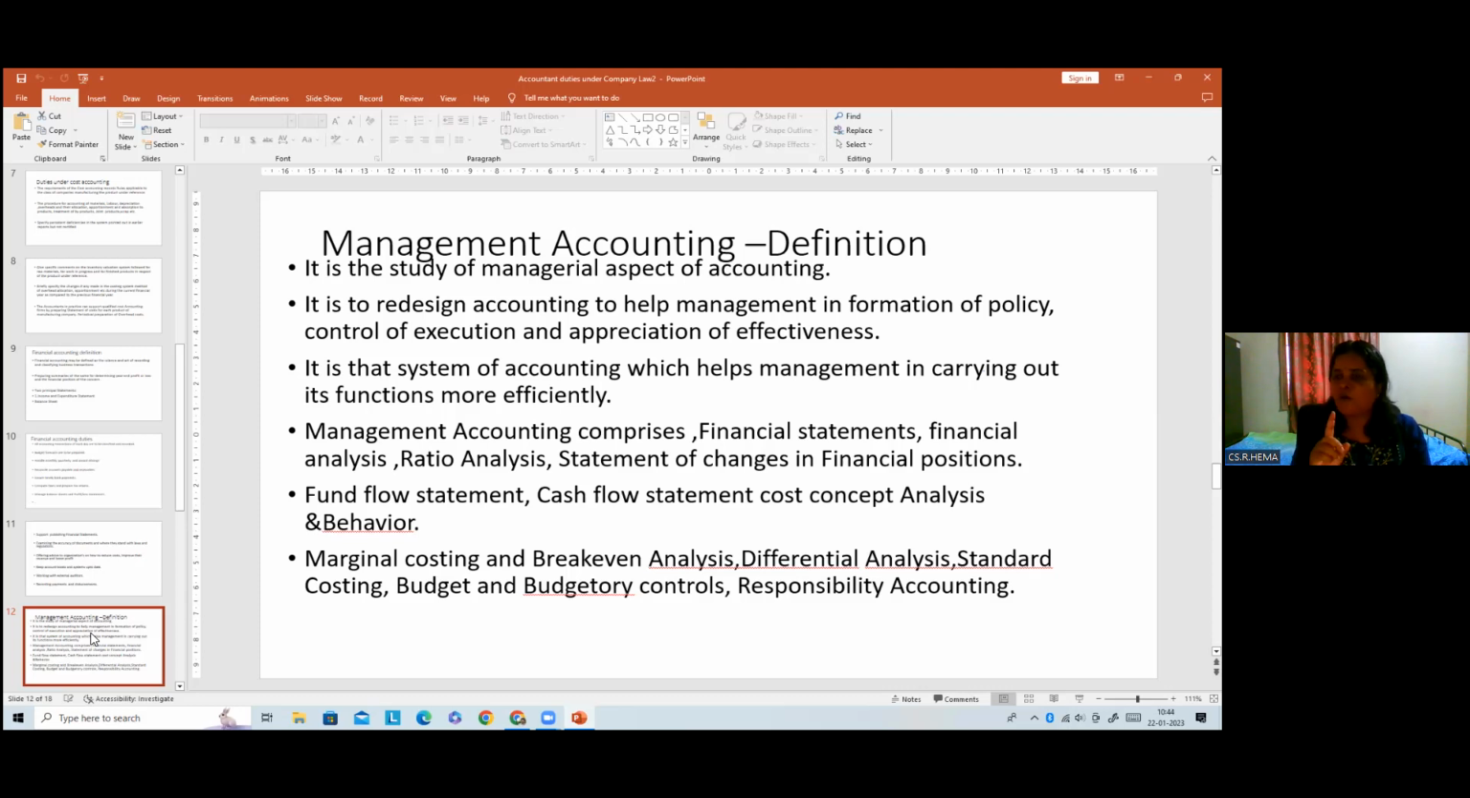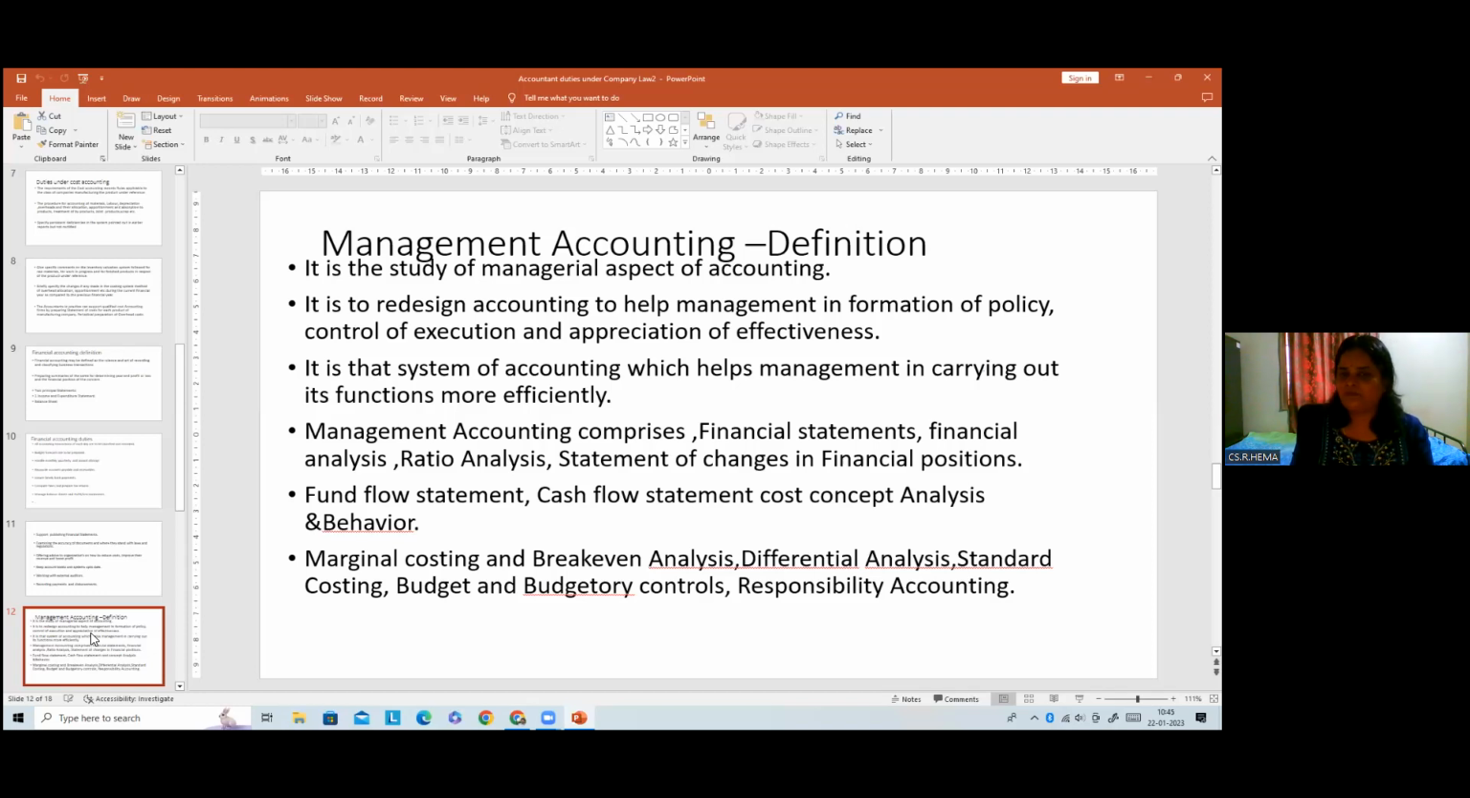So formation of policy is an important point of a company at the time of incorporation. How can an accountant do the work under formation of policy? If we are appointed as a practicing accountant firm under a company, we can also support creating the policy. If we study fully about a company, we can give information and support the formation of the policy. Control of execution: how to control the execution of the duties under a company. For that, we can support. Appreciation of effectiveness: how a company can effectively work, and how to appreciate it. For that also, an accountant can help.